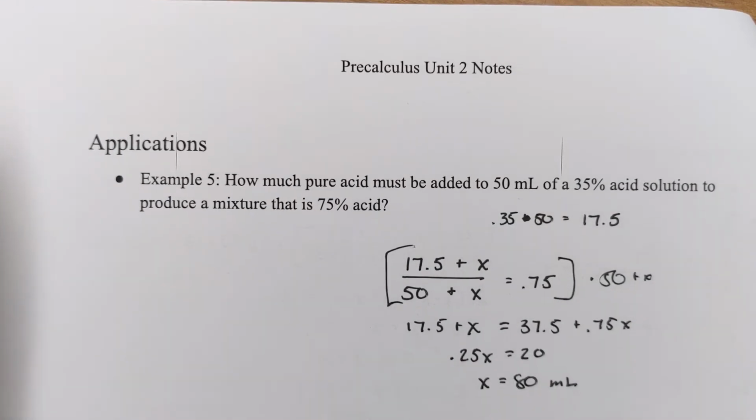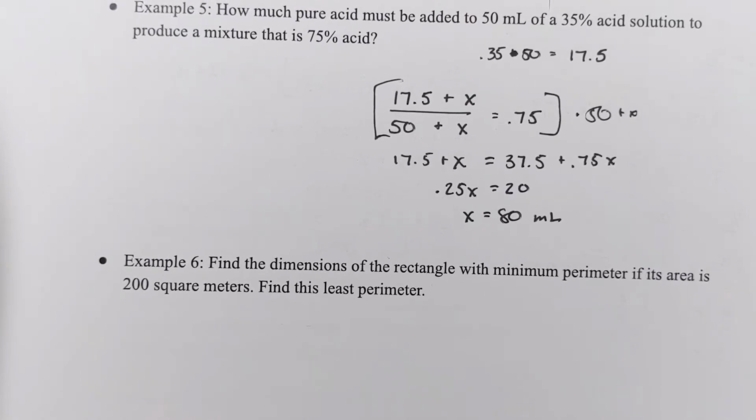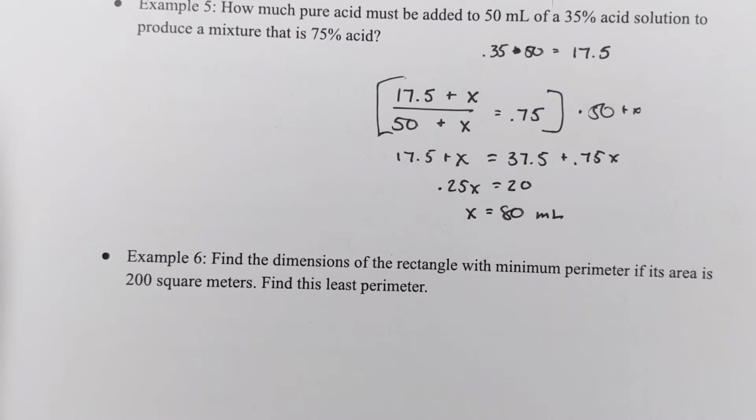I'll end up with 130 mils total, but it doesn't matter about that. So example 6: a rectangle with minimum perimeter needed if its area is 200 square meters.